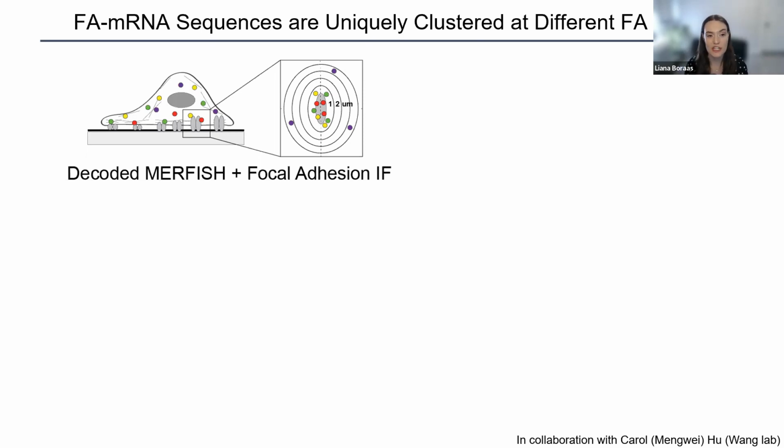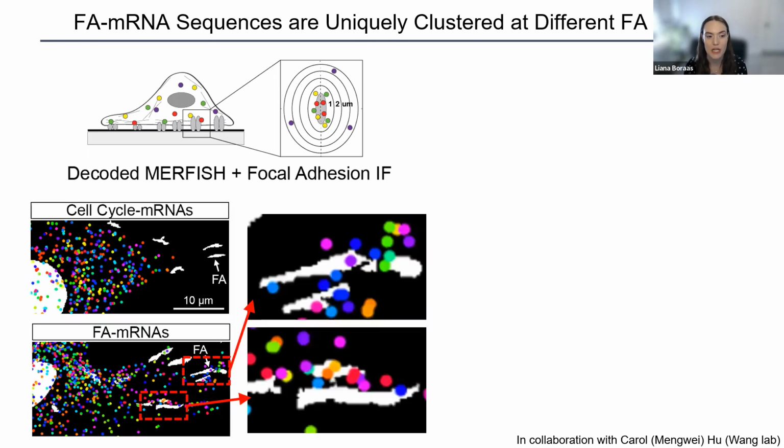We can do MERFISH coupled with a focal adhesion IF to understand the localization patterns of all of our focal adhesion RNAs. We did this assay for both a cell cycle mRNA library control as well as our focal adhesion RNAs. And as you can see, the colored dots represent the different RNA species. White is the focal adhesions. And for the focal adhesion mRNAs, they form these clusters around the majority of the focal adhesions. So we definitely see a difference, again, validating the localization and our sequencing results from before.